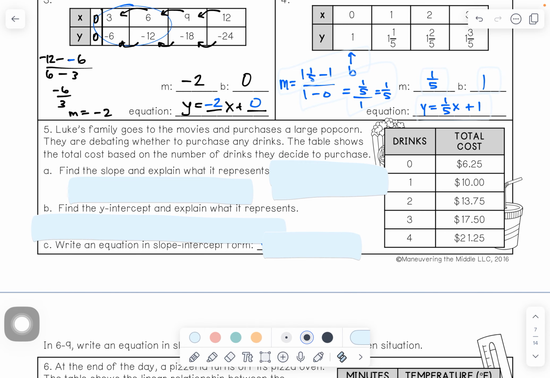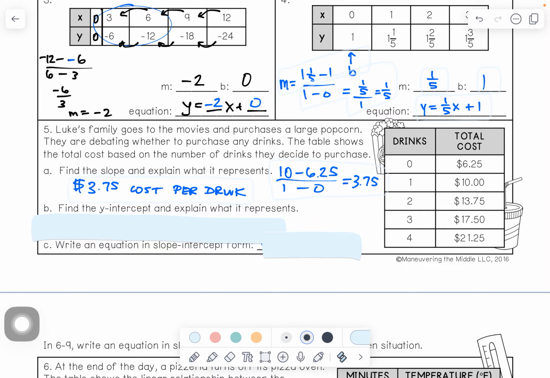All right, next one, here's a word problem. Luke's family goes to the movies to purchase large popcorn. They're debating whether to purchase any drinks. The table shows the total cost based on the number of drinks. Find the slope and explain what it means. So I'm going to use a formula for that, right? 10 minus 6.25 over 1 minus 0, 3.75. That is going to be the cost per drink. Okay, so for each drink I buy, I add 3.75 to the total.